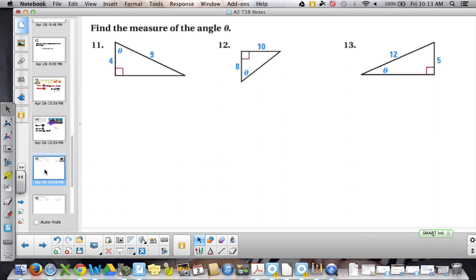A few more examples here. Let's take a look together at number 11. All right, so here I'm looking for this angle. This side is the hypotenuse. Okay, this other side that helps create the angle is the adjacent. So those are the two sides that I'm working with, which means the trig ratio I would use for adjacent and hypotenuse would be cosine.